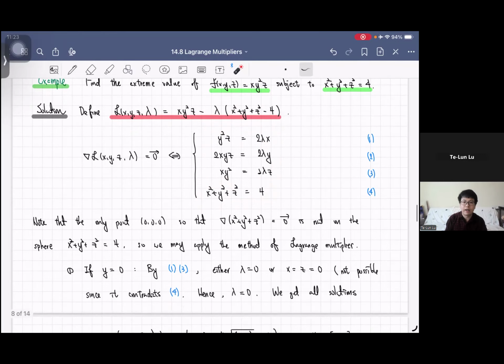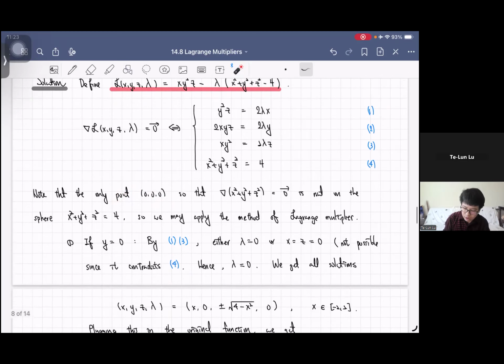Again, we want to verify if the Lagrange multiplier method is valid, and it is indeed valid, because the only possibility that the gradient of x squared plus y squared plus z squared, which is 2x, 2y, 2z, is 0, is when you are dealing with the origin. But this point is not on the sphere, so we're good.